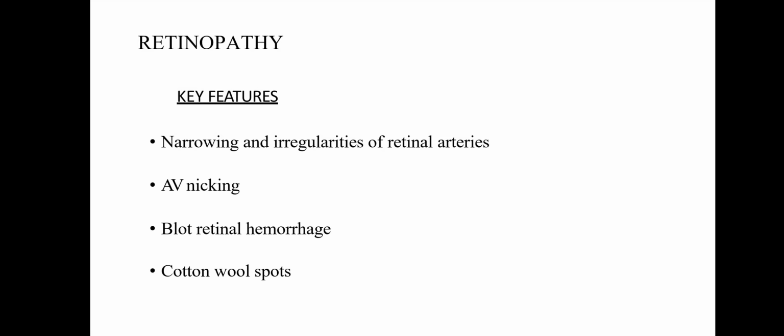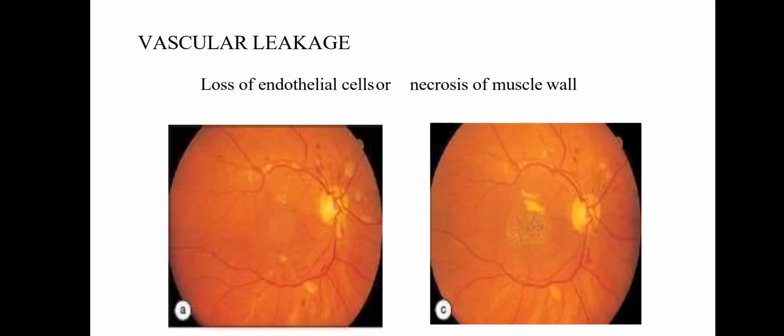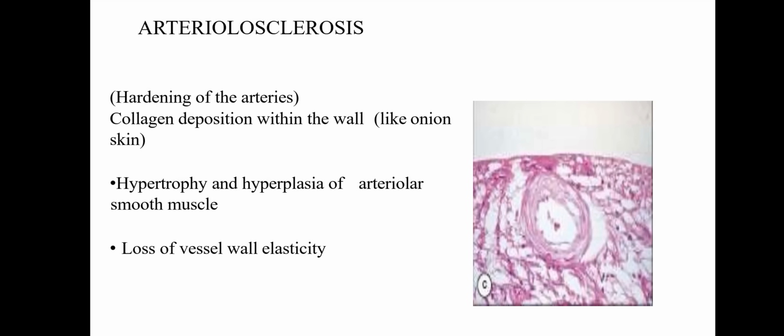Retinopathy. Key features: narrowing and irregularities of retinal arteries, AV nicking, retinal hemorrhage, cotton wool spots. Arteriolar narrowing, ischemia. Vascular leakage, loss of endothelial cells or necrosis of muscle wall. Arteriosclerosis, hardening of the arteries, collagen deposition within the wall like onion skin, hypertrophy and hyperplasia of arteriolar smooth muscle, loss of vessel wall elasticity.